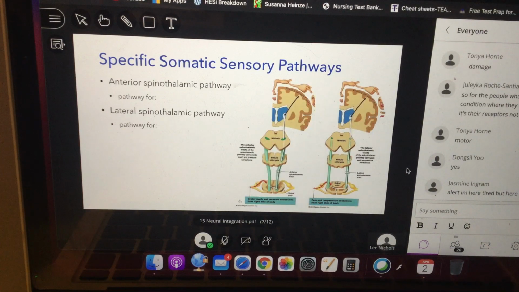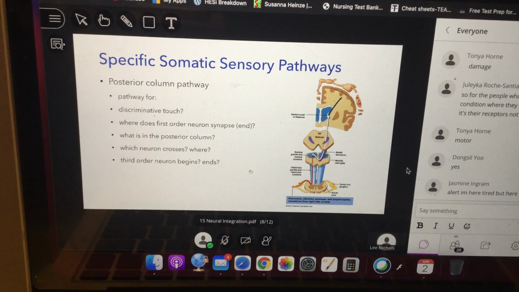Okay? In both of these, the anterior and lateral, the first order neuron ends in the spinal cord. Ends in the spinal cord. It synapses with that second order neuron as soon as it comes in, immediately. In the posterior column, those posterior columns actually are the axons of the first order neurons. They go all the way up to the medulla. So I want to try to highlight some of the similarities and differences.